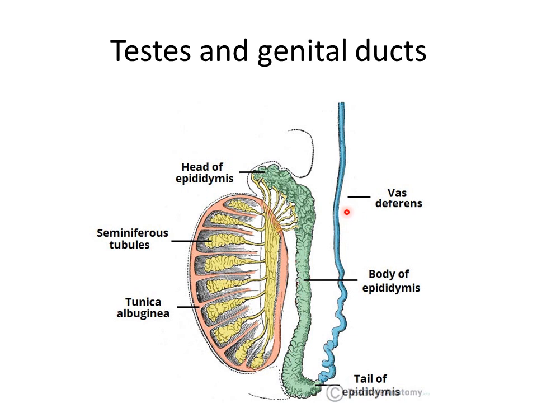Now, vasa efferentia. From the posterior border of each testis, a series of highly coiled tubules called vasa efferentia or ductuli efferentes arise. These tubules lie in the head of the epididymis and join the duct of the epididymis. Now, the epididymis is a comma-shaped body measuring about 4 cm in length, which lies along the posterior border of each testis. It consists mostly of a tightly coiled tubule called the duct of the epididymis.